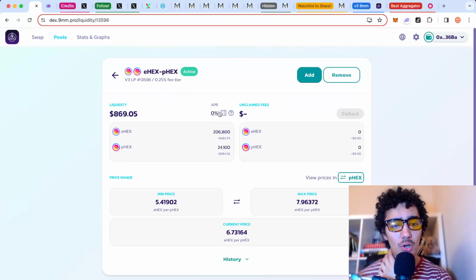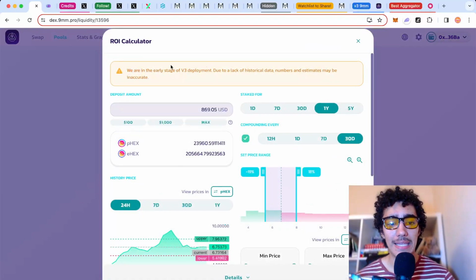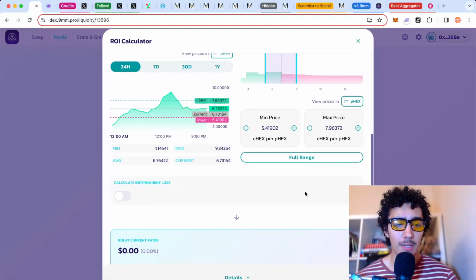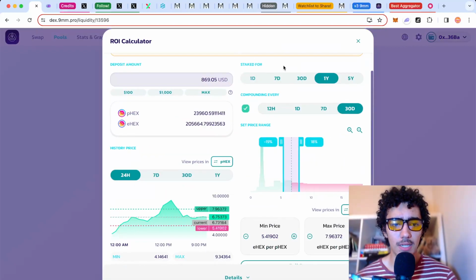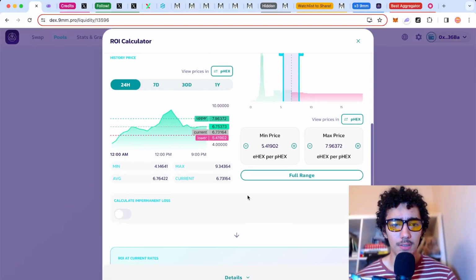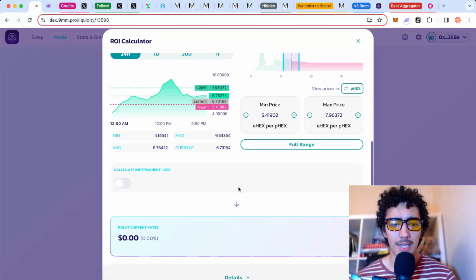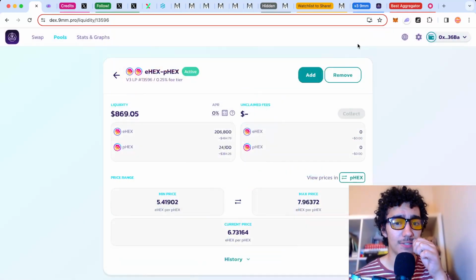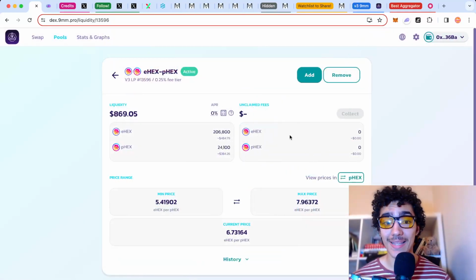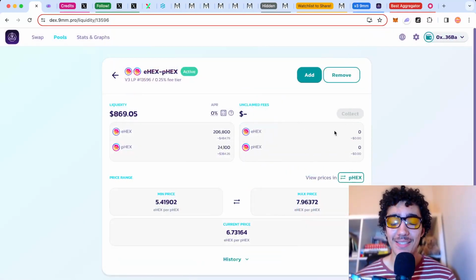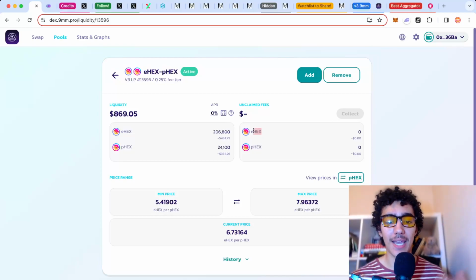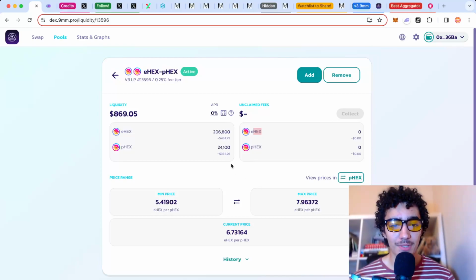Unfortunately, obviously, it doesn't show my actual APR yet, but it's fine with me. Oh, does it show? It doesn't show. Actually, 24 hours. No. 30 days, yeah, it doesn't calculate, unfortunately, but it's fine with me. This is where I can see my unclaimed fees, because when I click collect, it will automatically be decoupled, so it'll come in HEX side and PHEX side. This is really, really great stuff.